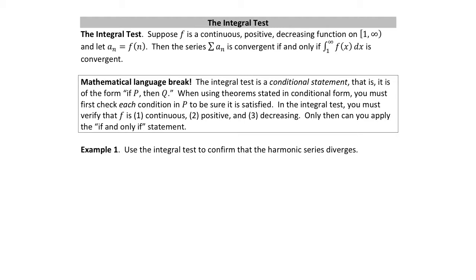Okay, we're going to use the integral test to confirm that the harmonic series diverges. Now, the harmonic series, you'll remember, is the series of 1 over n: 1 over 1 plus 1 over 2, and so on. The harmonic series pops up over and over and over again, and it's a really nice example of a series where the terms, 1 over n that is, go to 0. When n is really large, 1 over n is very, very small, close to 0. The terms go to 0, but the series diverges.